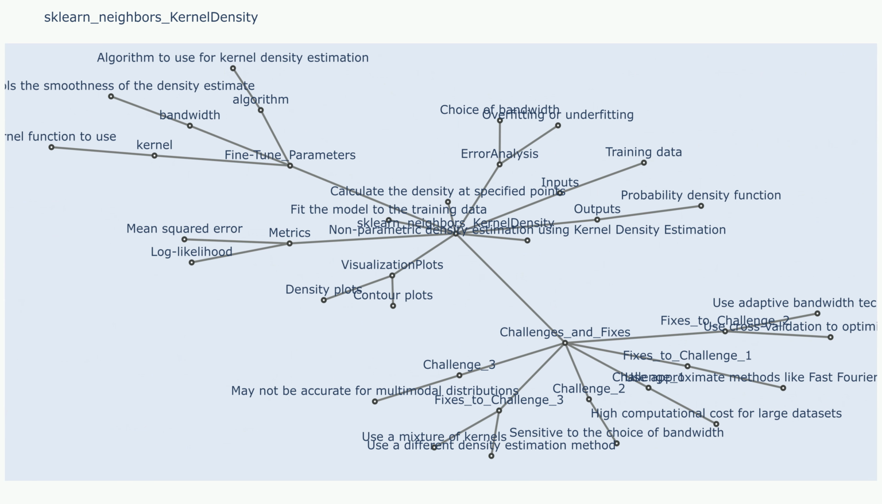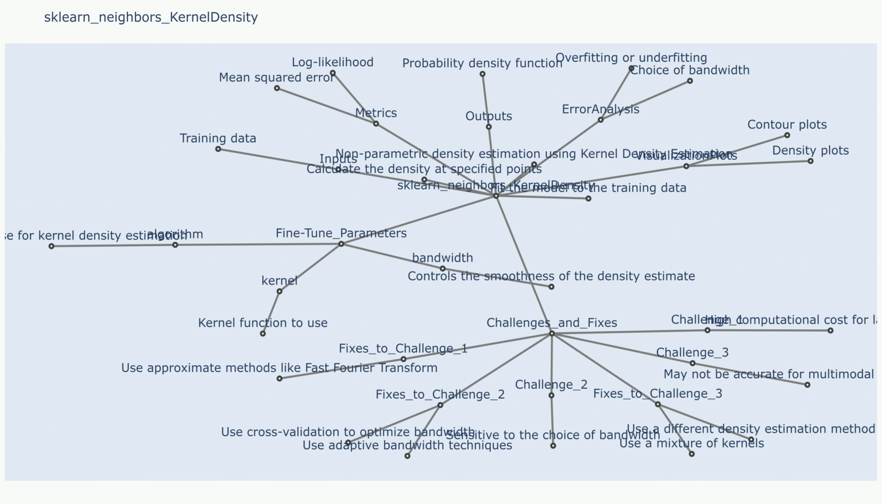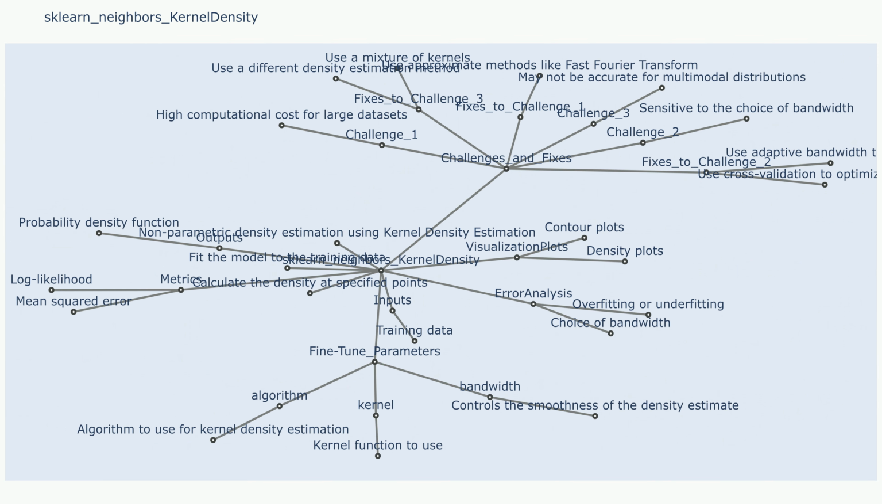Fixes to challenge 1: use cross-validation to find the optimal bandwidth. Consider using adaptive bandwidth techniques that vary the bandwidth based on the density of the data. Challenge 2: handling high-dimensional data. As the dimensionality of the data increases, it becomes more difficult to estimate the density accurately.